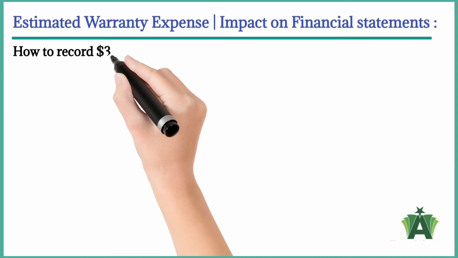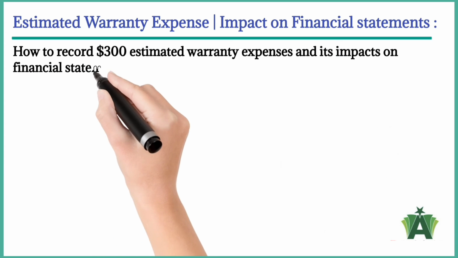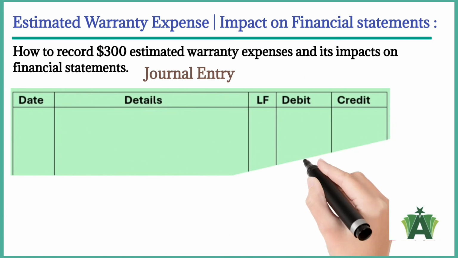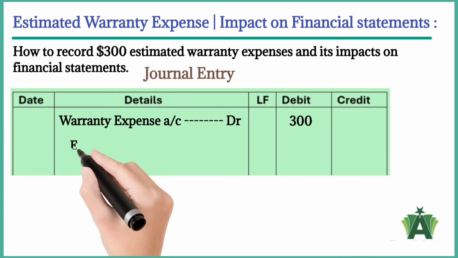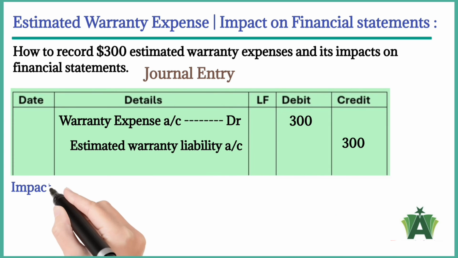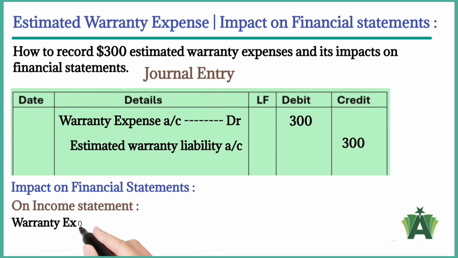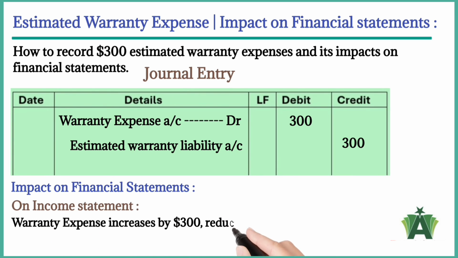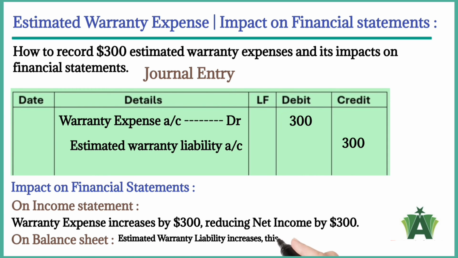How to record $300 estimated warranty expenses and its impacts on financial statements. The journal entry will be: warranty expense debit $300. Estimated warranty liability account credit $300. Impact on the financial statements. On income statement, warranty expense increases by $300, reducing net income by $300. On balance sheet, estimated warranty liability increases; this is a liability account on the balance sheet.